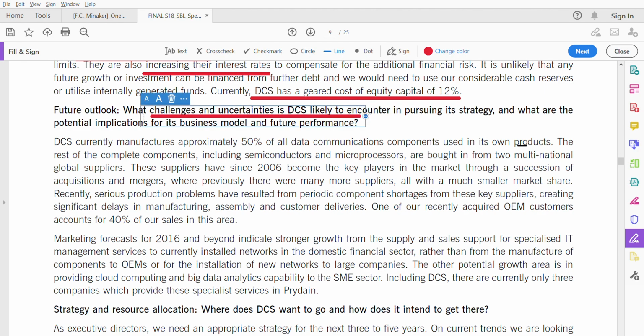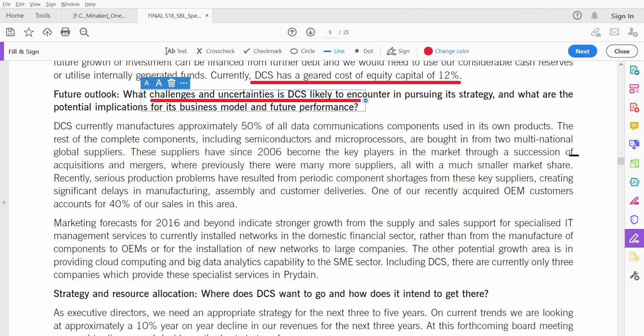Okay. DCS currently manufactures approximately 50% of all the data communication components used in its own products. The rest of the complete component, including semiconductor microprocessor, are bought in from two multinational global suppliers. These suppliers have since 2006 become the key players in the market through a succession of acquisitions and mergers, where previously there were many more suppliers, all with a much smaller market share.